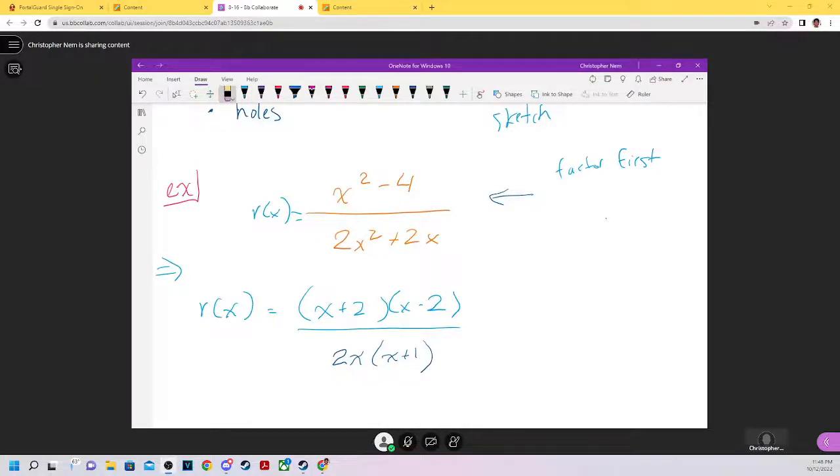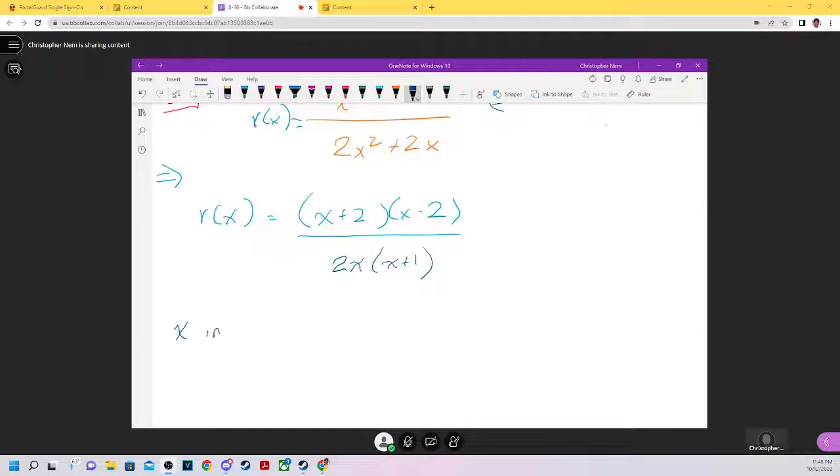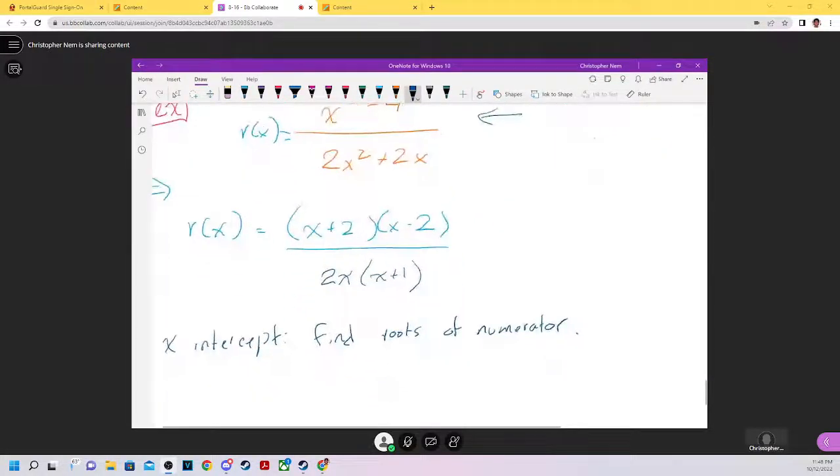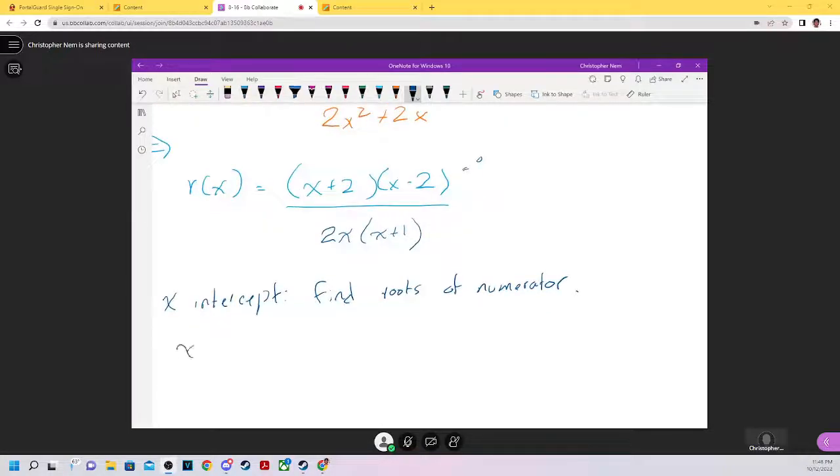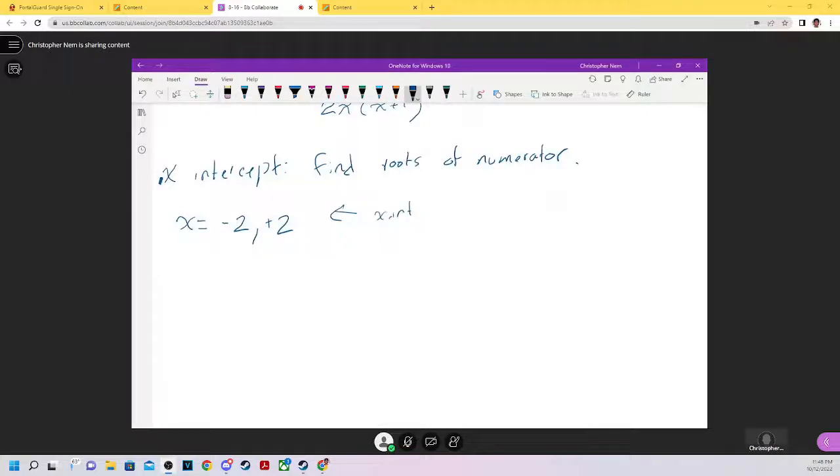So to find x-intercepts, find the roots of your numerator. Well, in this case, if I try to find the roots of my numerator, I set this equal to 0 right here. Then I have x is equal to -2 and +2. So I have the x-intercepts. Great. I got one part of my graph, the x-intercepts.